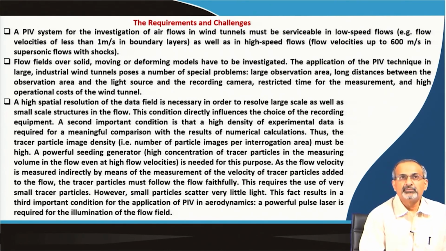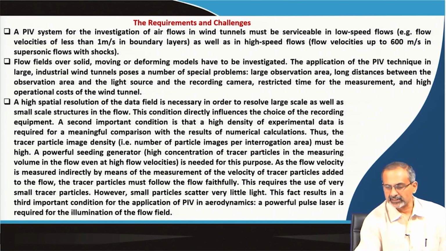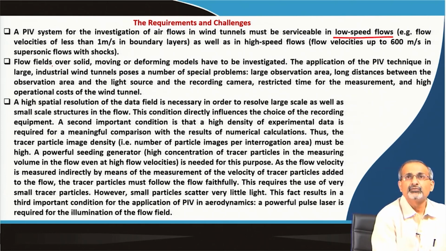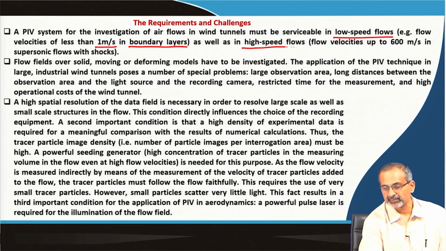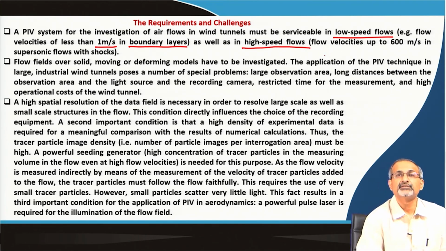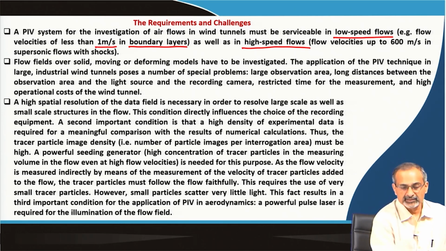However, in order to perform PIV, there are a lot of requirements and challenges which the system should fulfill. The PIV system for investigation of air flows in wind tunnels must be serviceable at very low velocities of the order of say 1 meter per second, which occur within boundary layers, because that's where the flow gets extremely slowed down. So, PIV should be able to resolve that on one end, as well as the much higher speeds which may be there in the free stream, especially for high speed applications, where the flow velocities can go to several hundreds of meters per second when you are talking about supersonic or even hypersonic flow fields, and that too laden with shocks.